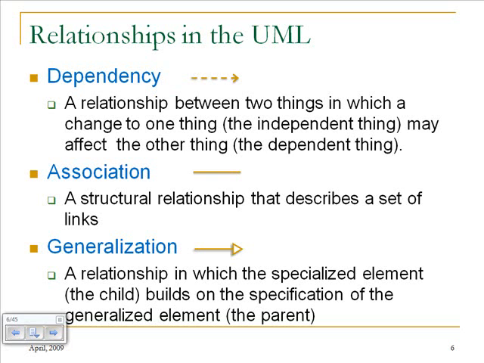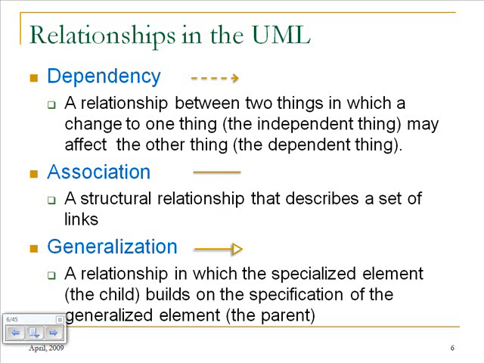Okay? So dependency is going to be represented using this type of digraph. And you can have an association between two entities. If there's an association, then we're going to represent the association using a solid line. So this is going to represent a structural relationship that describes a set of links between the entities.